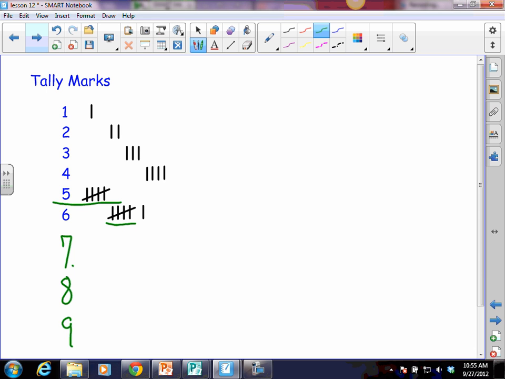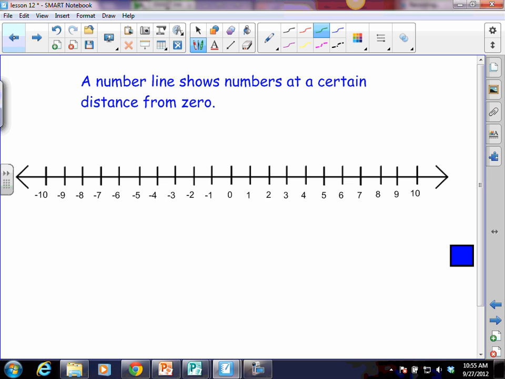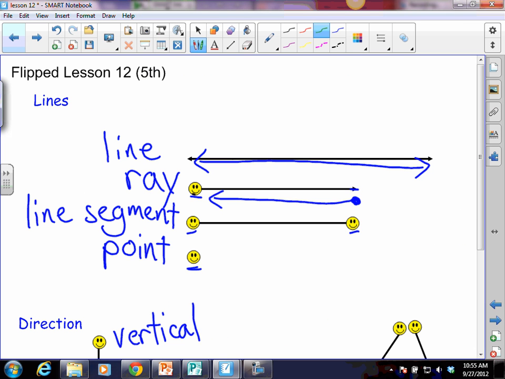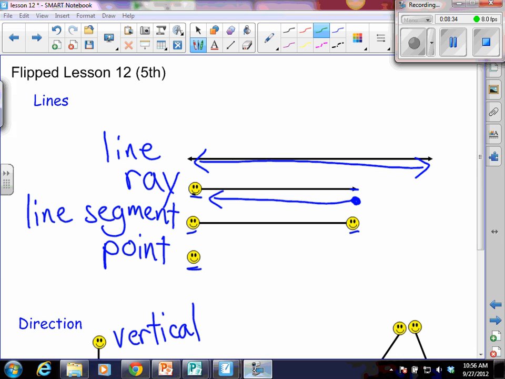So if I leave you with a simple problem, I could ask you to write the tally marks for 7, 8, and 9. And we'll see how that looks tomorrow. In the end, that's what our lesson is about. We're looking at tally marks. We're looking at how to use a number line, and I showed you lots of different examples of ways we can use a number line. And of course, just these basic geometric figures with the point, the line segment, the ray, and the line. And that is flipped lesson 12.